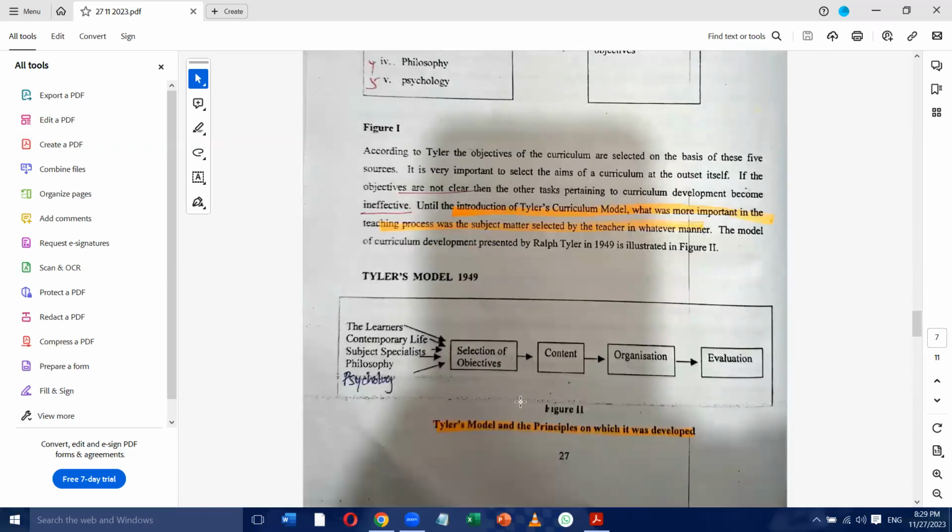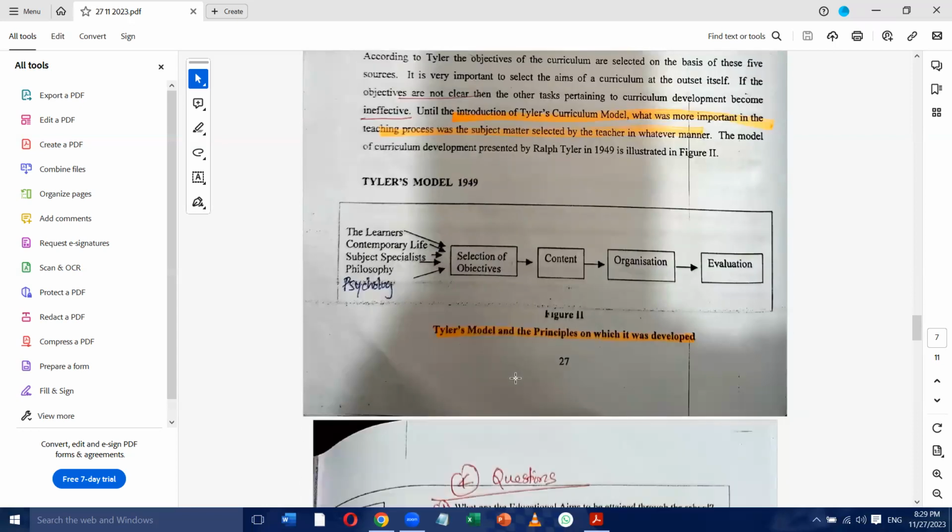So Taylor's model of 1949 has these stages: contemporary life, philosophy, psychology, selection of objectives. From that, you go to the content of the curriculum. Then you organize the curriculum, and then you evaluate it, to see how successful you have been. We have already seen this, the basic principle.